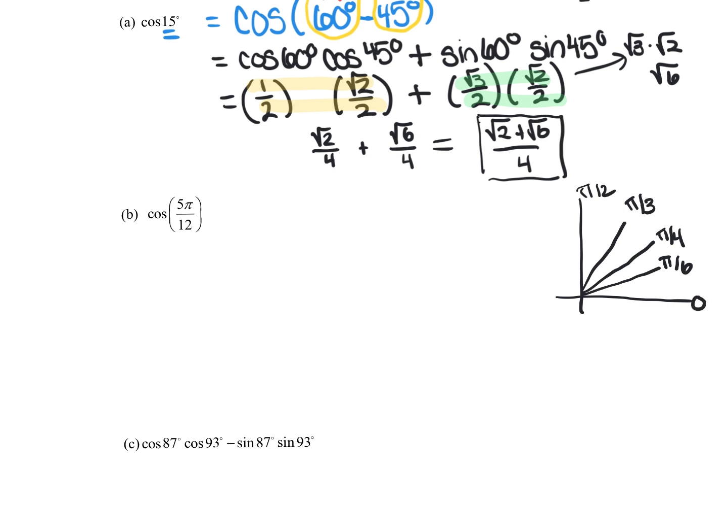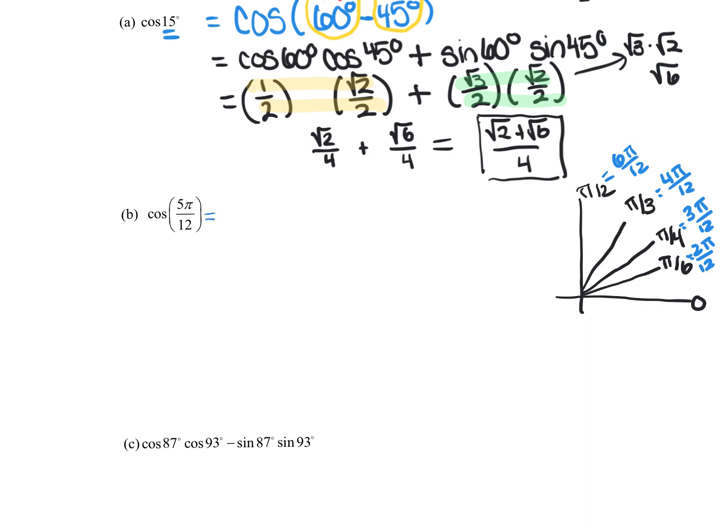I'm going to rewrite all of these so they have denominators of 12. Because if you look at letter B, they all have denominators of 12. So this would be 6 pi over 12, 4 pi over 12, 3 pi over 12, 2 pi over 12. So in this problem, I need to add or subtract 2 of those angles to make 5 pi over 12s. So I hope that you said that you want to do 3 pi over 12 and 2 pi over 12.